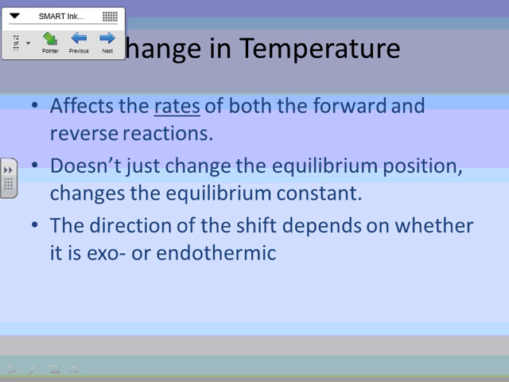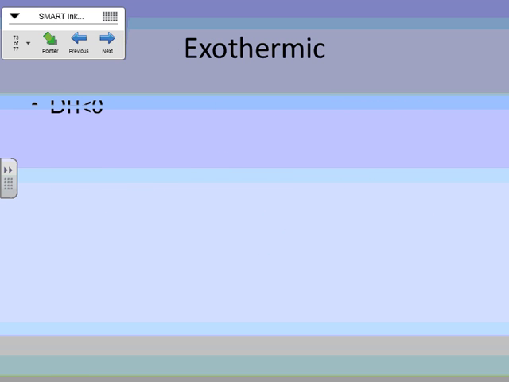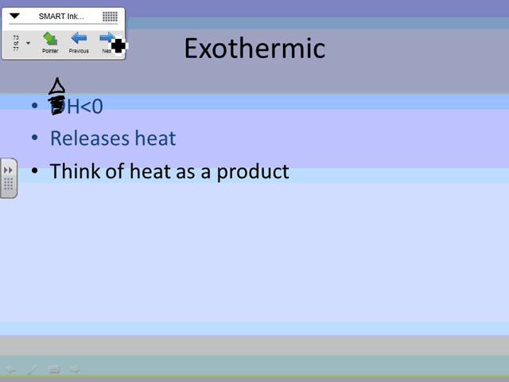Okay, so exothermic. Sorry, I got lazy and decided I'd rather write a D than a triangle. Delta H is less than 0 for an exothermic reaction. That means it's going to release heat. We can think of heat as a product, which is the opposite of what we were talking about a minute ago for endothermic.